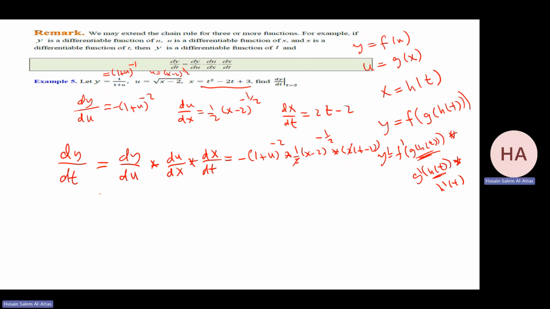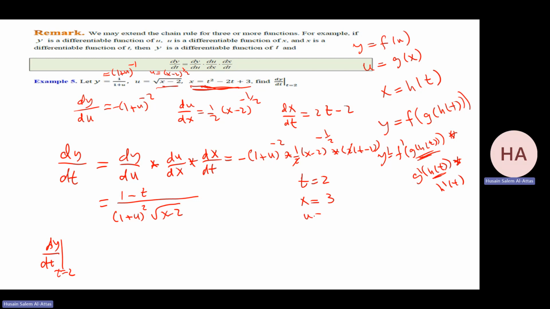So these two cancel. I'm getting 1 minus t over 1 plus u squared and square root x minus 2. But I have this in terms of t, u, and x. What they want is dy by dt at t equal to 2, sorry about that. If t equals 2, x will be what? 4 minus 4 plus 3, x will be 3. If x equals 3, plug it here, u equals 1. This is what I need.